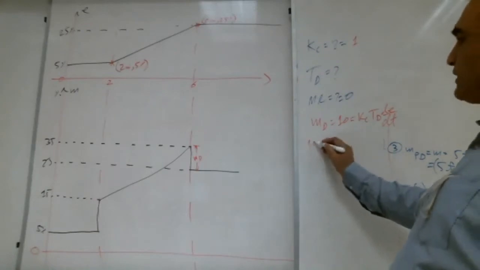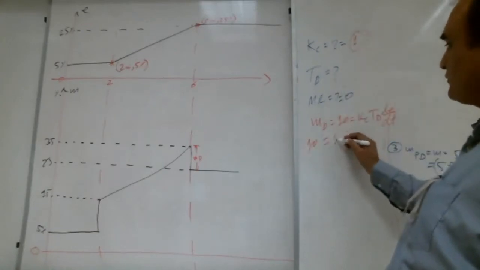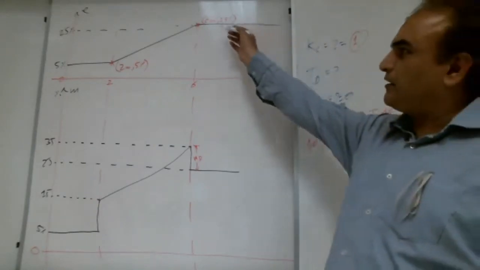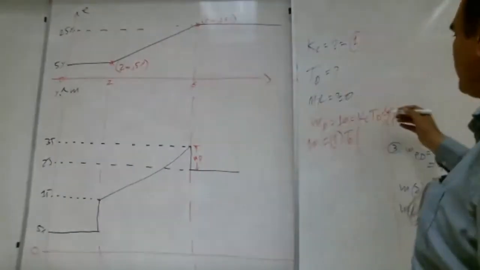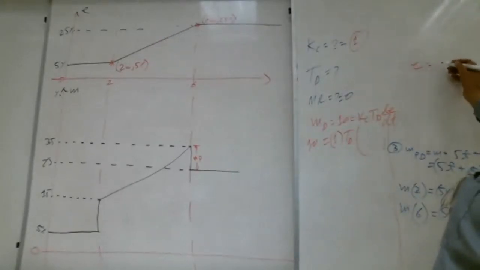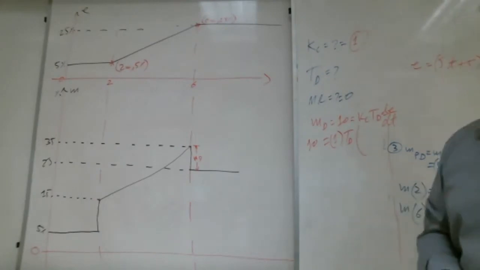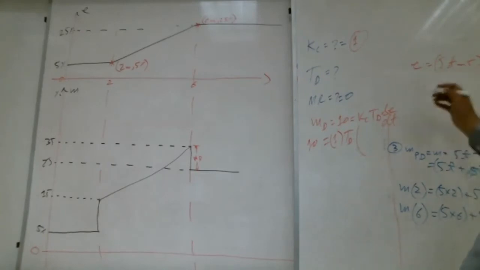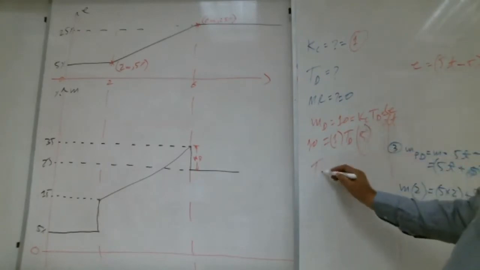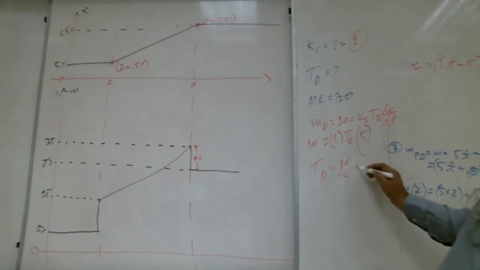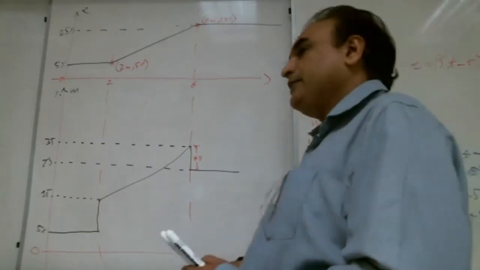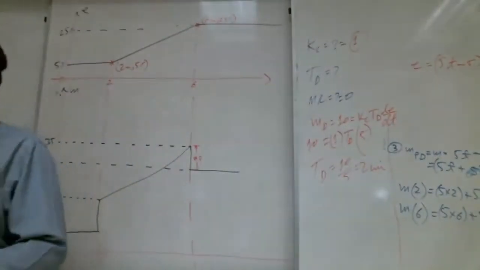So 10 is equal to Kc, which is 1, and de over dt we need to find. You already found the error, right? What was the error? 5t plus 5%. Remember this thing? 5t plus 5%. This is error. So de over dt is 5. So how much Td? 10 over 5 is equal to 2 minutes. You are with me? Yes.